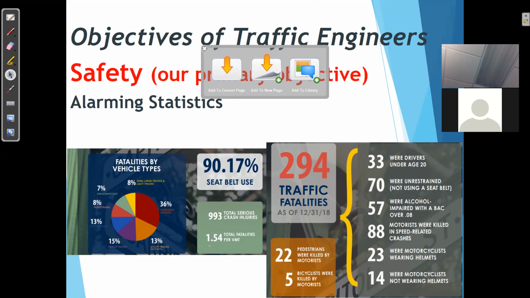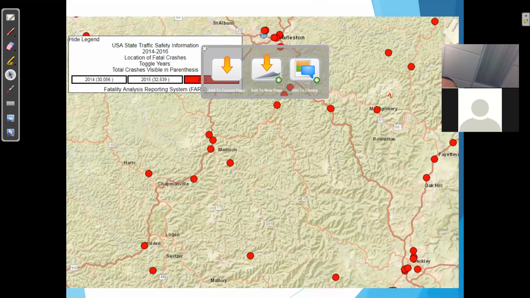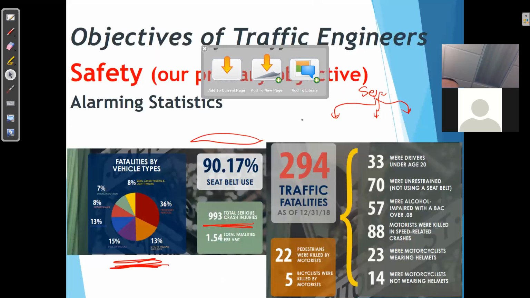It's just a little bit of statistics. What are the fatalities by different types of vehicles? How many people use seat belts, in percentage? Injuries as well. So when we talk about crashes, crashes have three types. When we talk about severity, how severe the crash is, we have fatalities.